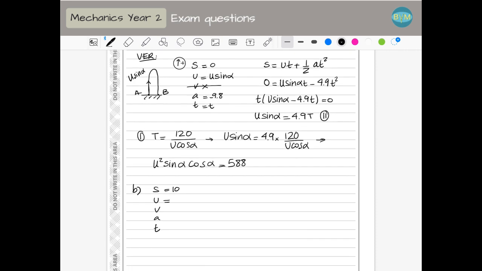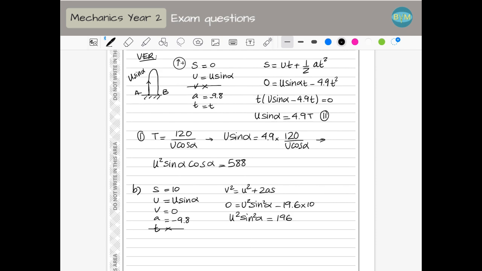Then the initial velocity is still my u sine alpha. Final velocity at the top is 0. Acceleration is minus 9.8 again, and we don't need the time. So I'm going to look for a SUVAT equation without time, which is this one, and substitute. So v squared is 0, u squared is u squared sine squared alpha, and then minus 2 times 9.8 is 19.6, and then times 10. So I have that u squared sine squared alpha is going to be 196.